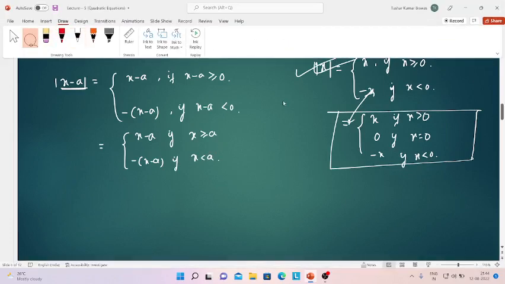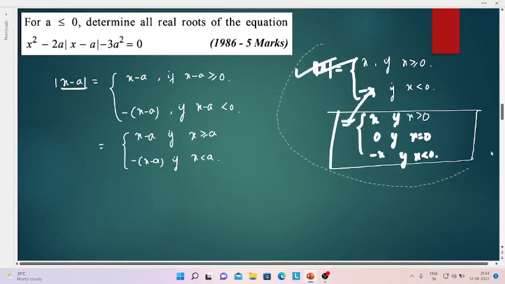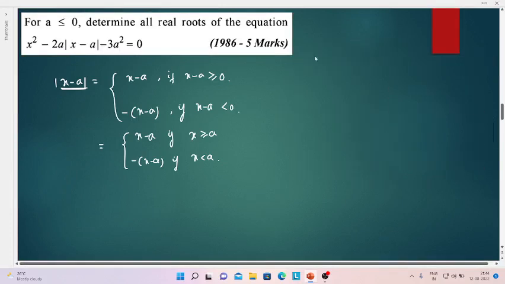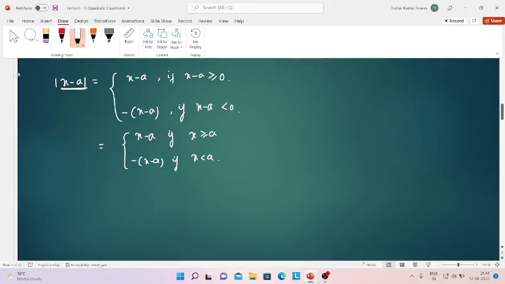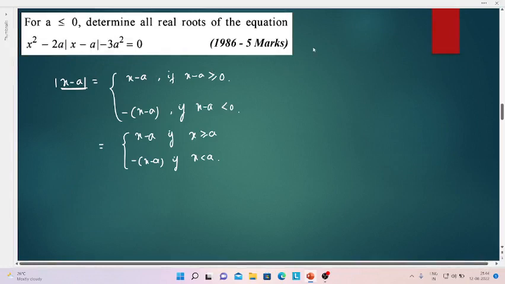Yeah. So let me clear that particular part. Okay. So let me write down this particular equation, which is given as x square minus 2a mod of x minus a minus 3a square equals 0, right? So for x minus a greater than or equal to 0, I mean that is x greater than or equal to a.